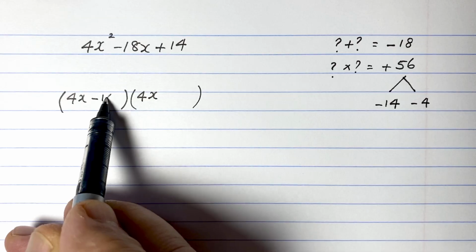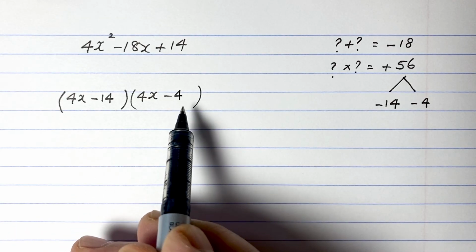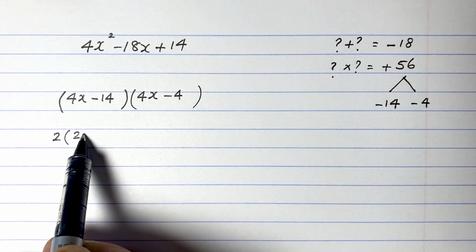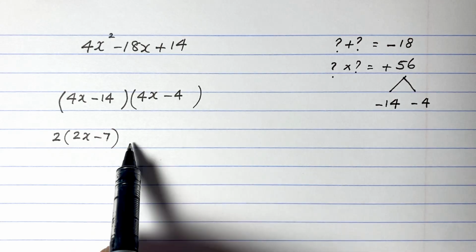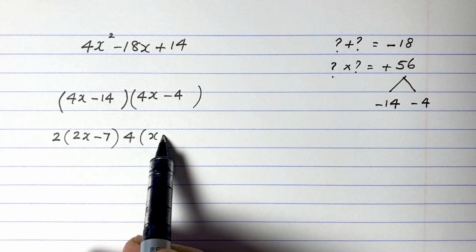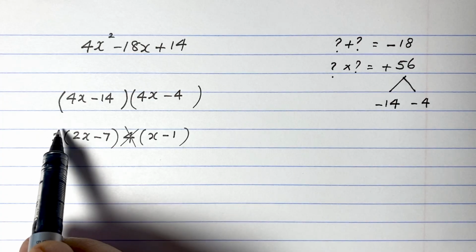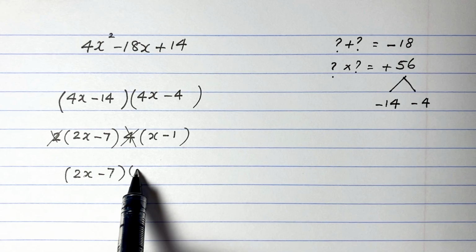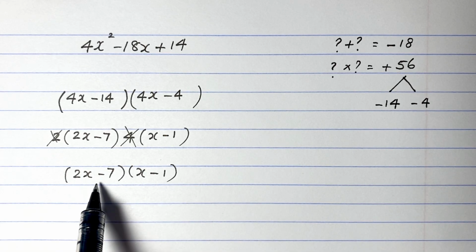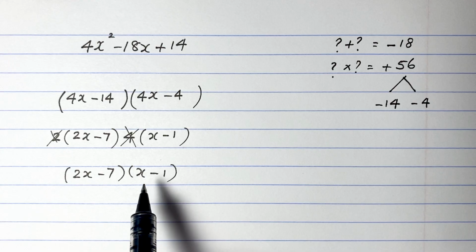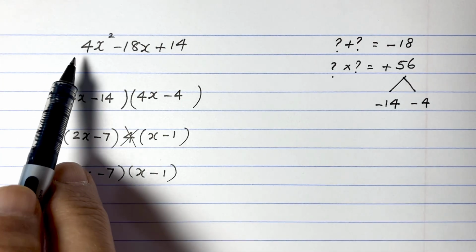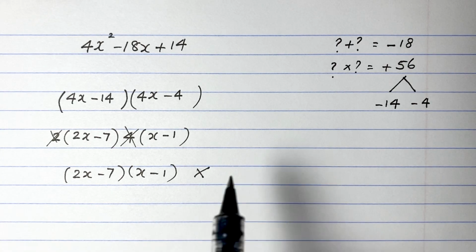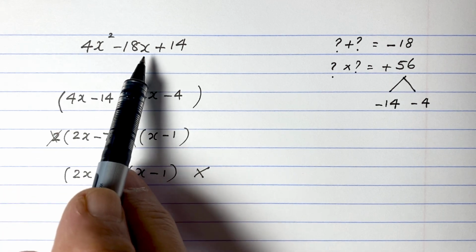Putting these numbers in and try to factorize. You can only factorize a 2 here. You can factorize 4 here. And if you cross out these numbers as I've taught you, the answer is 2x minus 7, x minus 1, which is wrong. That's clearly wrong, because 2x times x doesn't make 4x squared. So this is wrong. If you want to use this method, you have to factorize at the start.